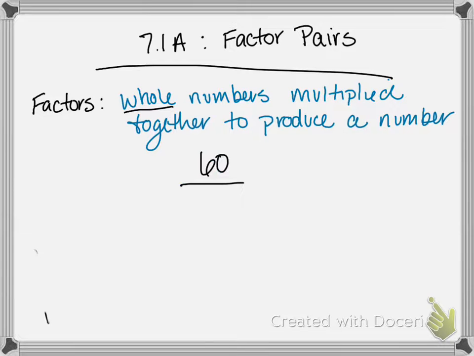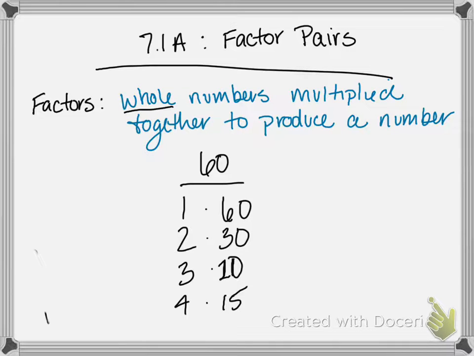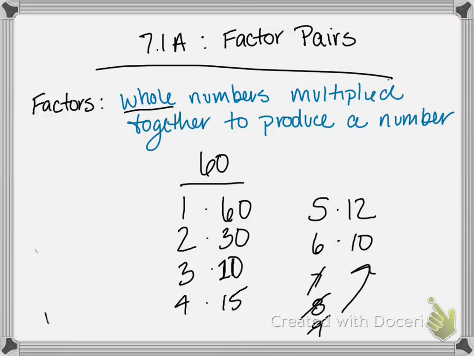All right, let's do another one. So the number 60, I'm going to start with 1. 1 times 60, 2 times 30, 3 times 10, 4 also works, 4 times 15, 5 works, 6 works, 7 and 8 give me decimals, so I'm not going to include those in my factor pairs. 9 gives me a decimal, and then I'm back at 10. So I've got all of my factor pairs.